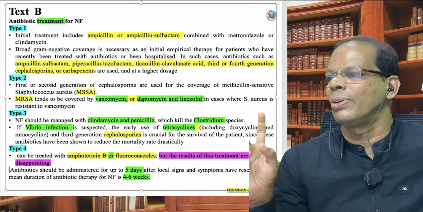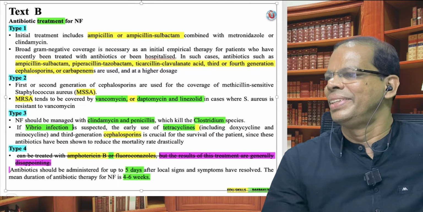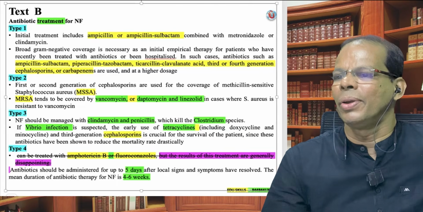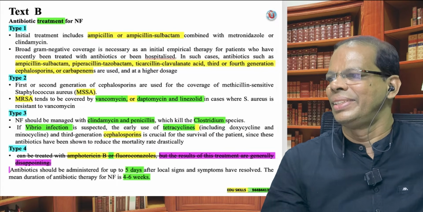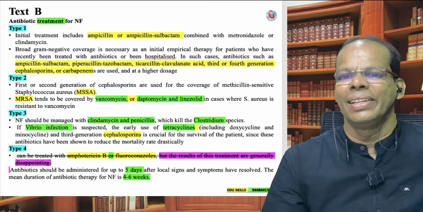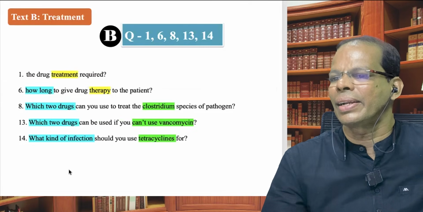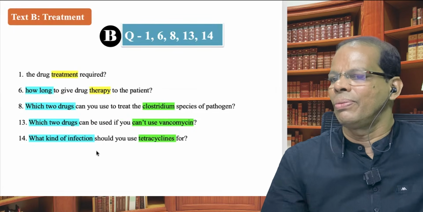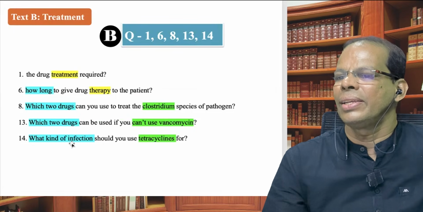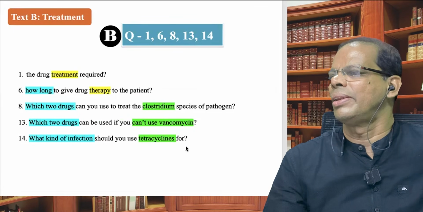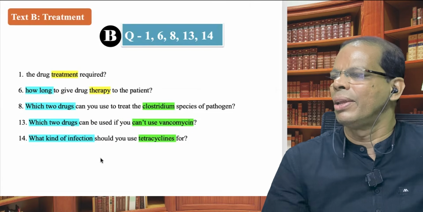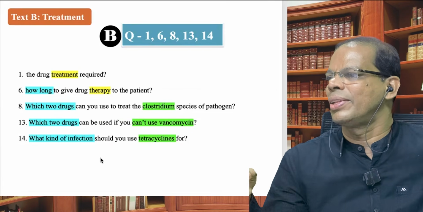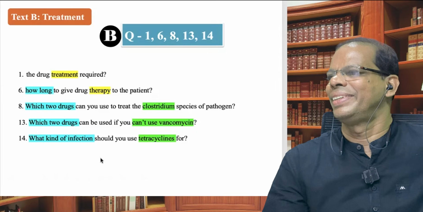Both will be right, but if you write only infection, that will be wrong. Both are right because this is not filling the gap. This is a short answer. They're asking what kind of infection, so you can say Vibrio infection. But if they are asking dash infection should you use tetracycline for, then you cannot write Vibrio infection. You have to write only Vibrio, because otherwise you will be doubling and you will lose the mark.